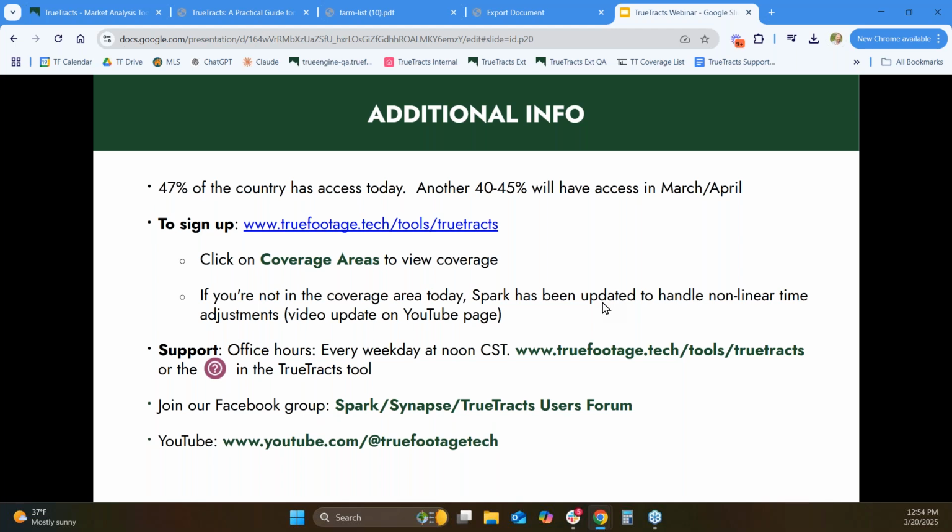Okay, wrapping up here. 47% of the country has access today. Another 40 to 45% will have access in March and April. We have Dallas, Houston, San Antonio, and Austin hopefully launching this week. We then have, I think, Chicago, Detroit, and 4 or 5 others potentially launching next week. And then shortly after that, we have another group, but we should be getting to approximately 85 to 90% coverage by the end of April, hopefully closer to mid-April on that.